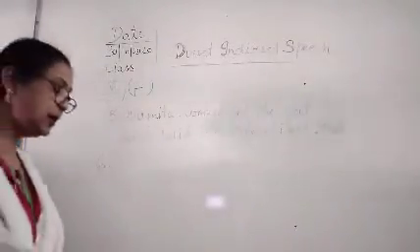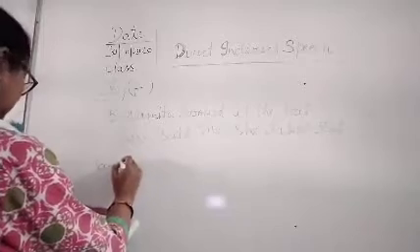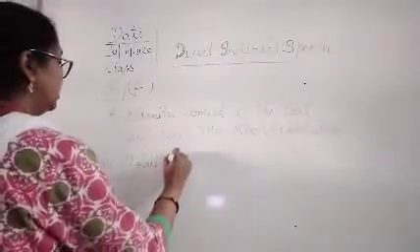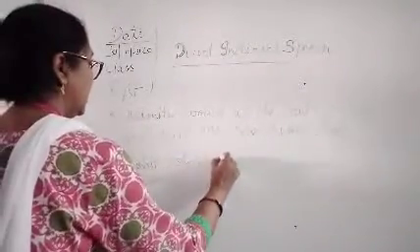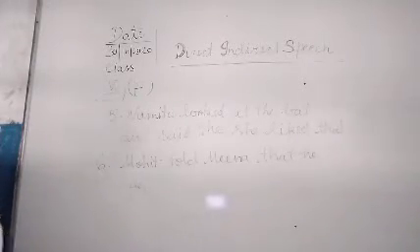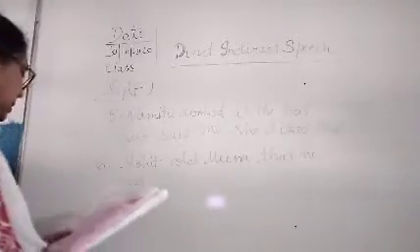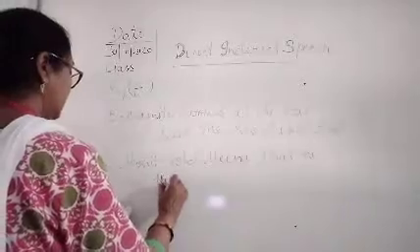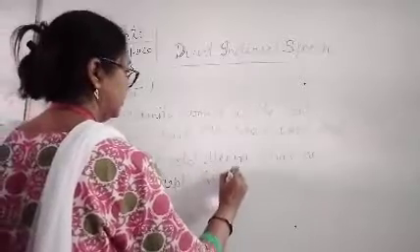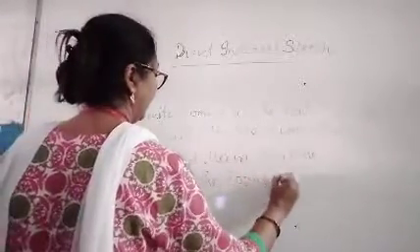So we are going to write over here: Mohit told Meena that he had, just write it down, he had kept the books there.